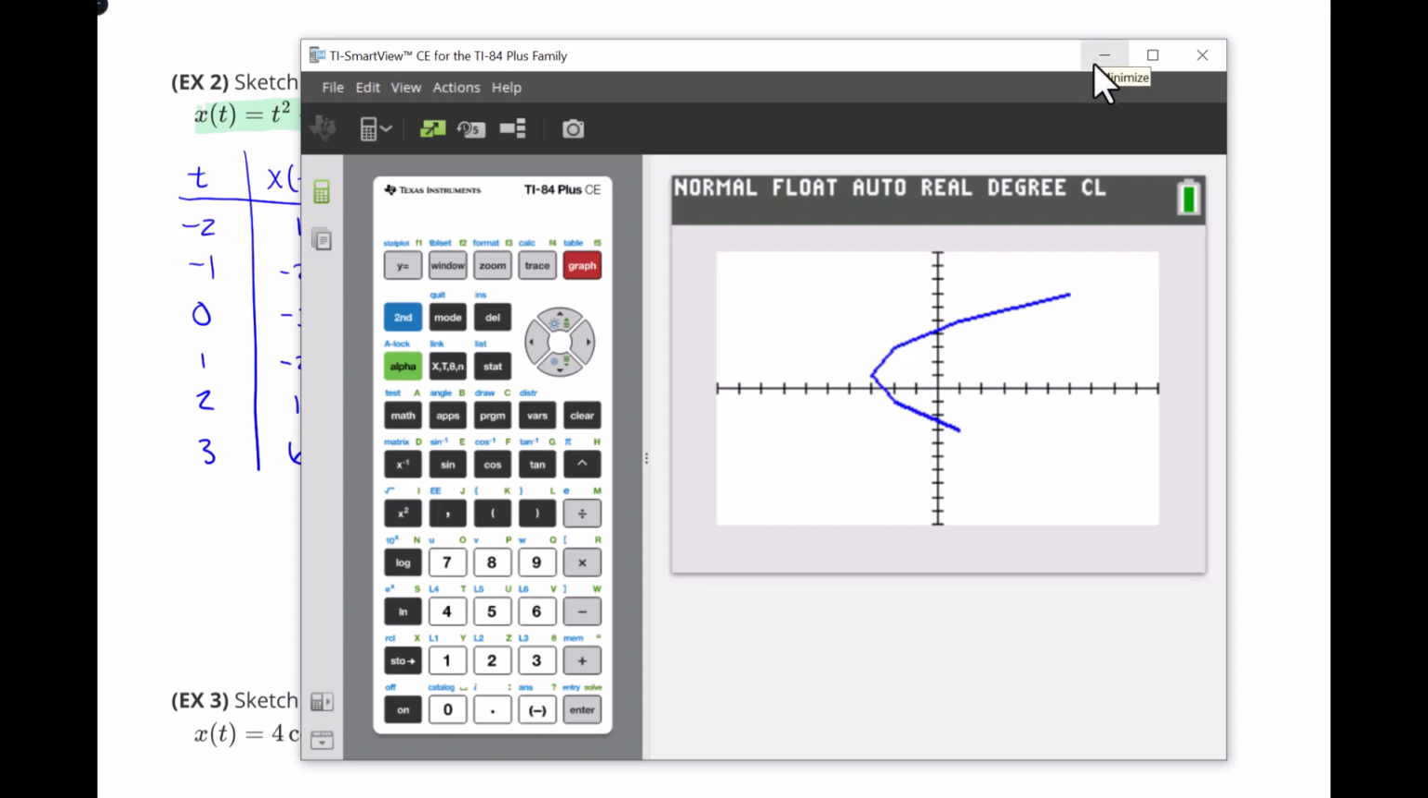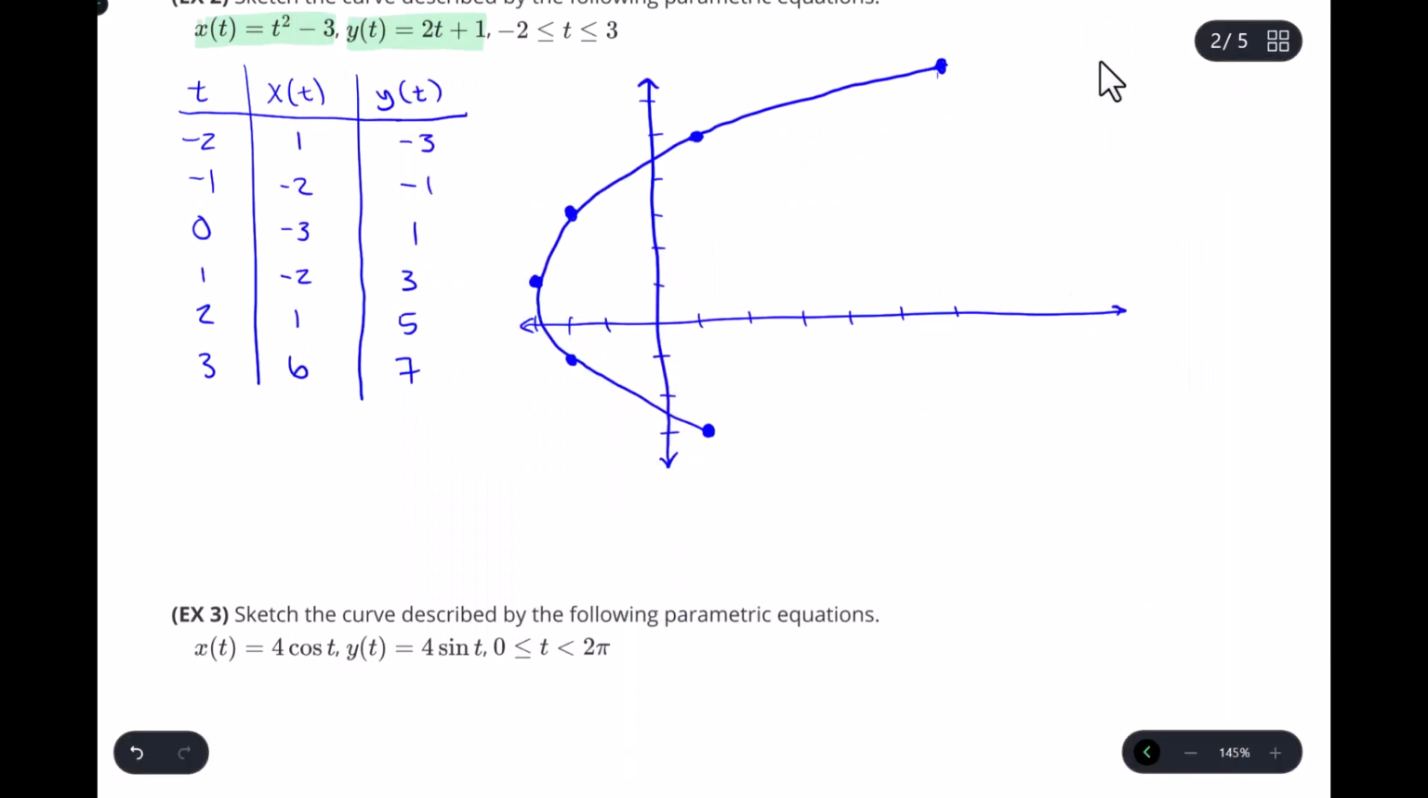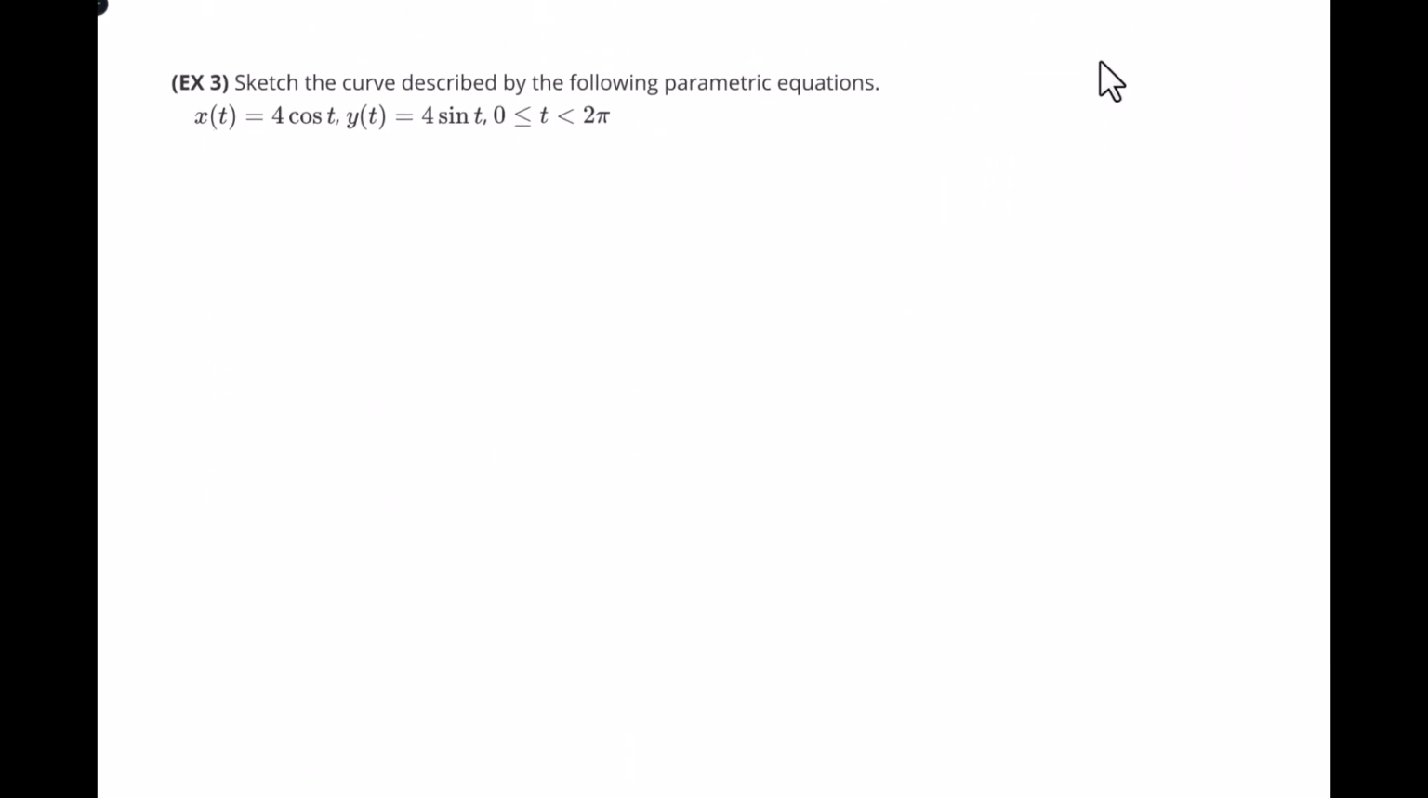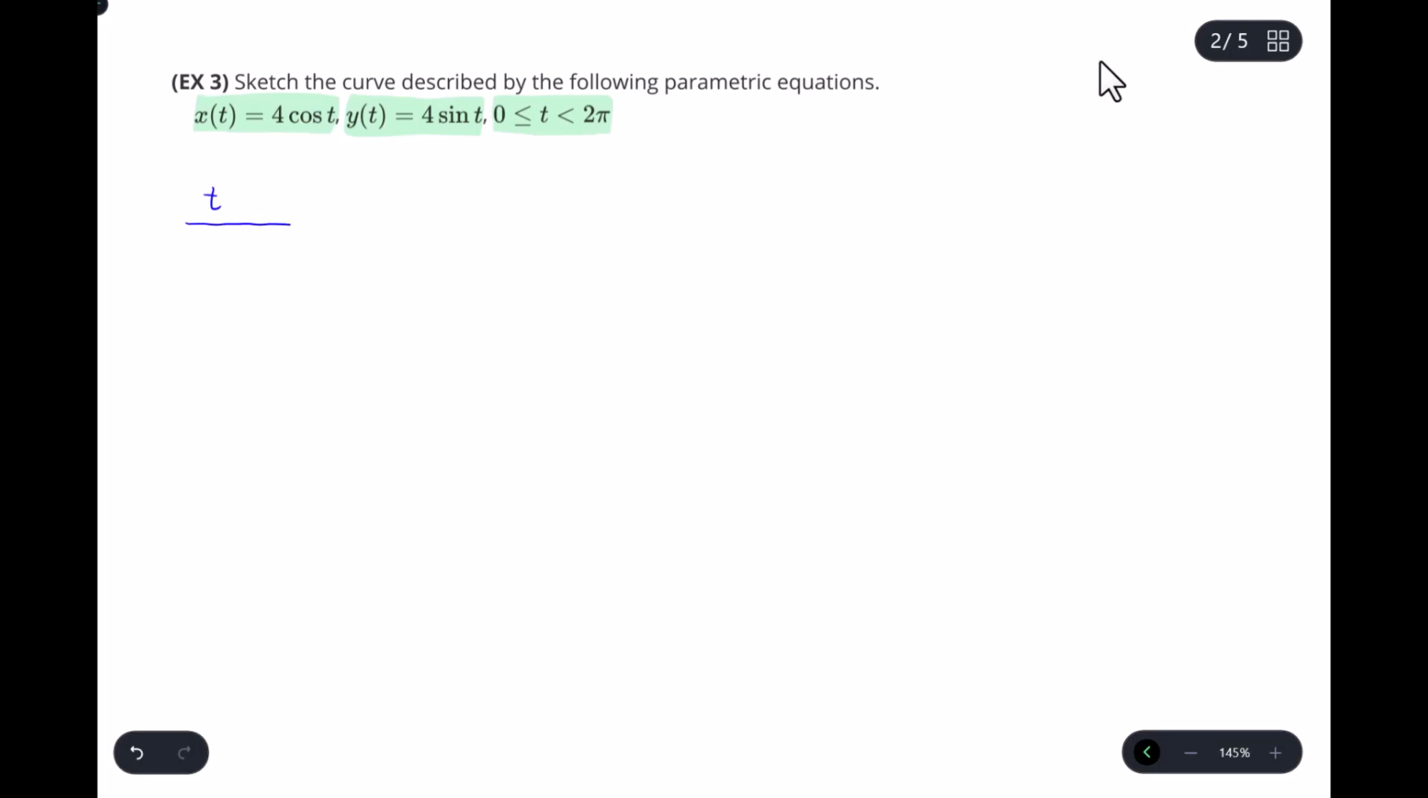Okay, one last one here. And we want to sketch the curve described by the following parametric equations. So x equals 4 cosine t, and y equals 4 sine t on the interval from 0 to 2 pi. Okay, so probably got our work cut out for us, but I think this is definitely doable.